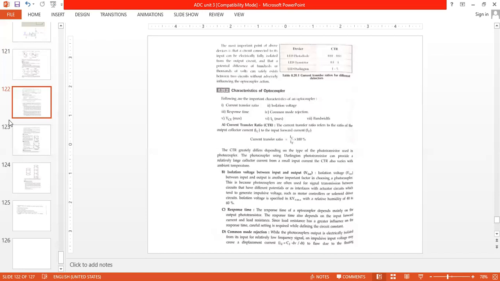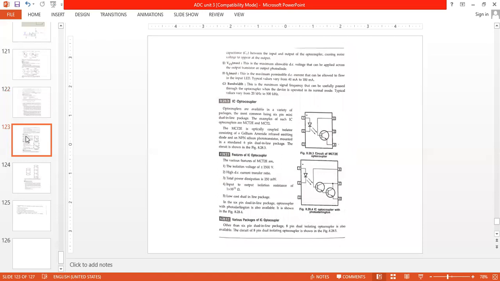Then the response time. The response time of the optocoupler depends mainly on the output phototransistor. The response time also depends on the input forward current and load resistance. Since load resistance has a greater influence on the response time, careful setting is required while designing the circuit. The optocoupler's output is electrically isolated from its input for relatively low frequency signals. This is the monolithic IC for the optocoupler, that is MCT2E or MCT2.